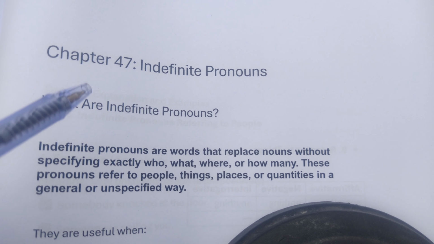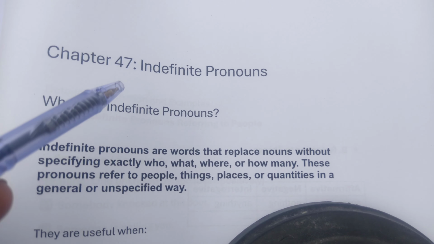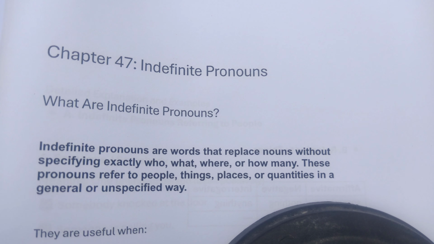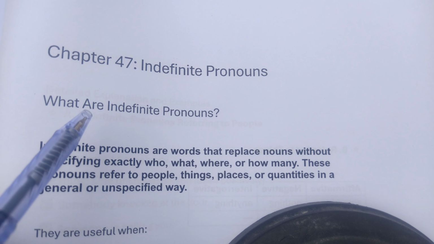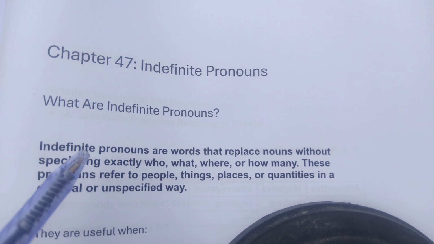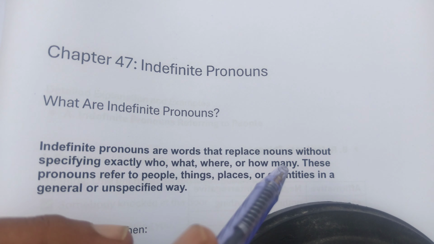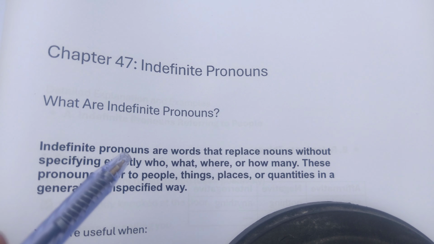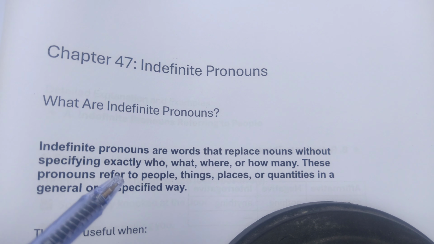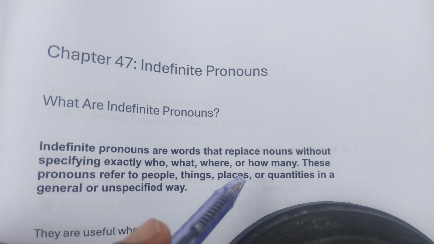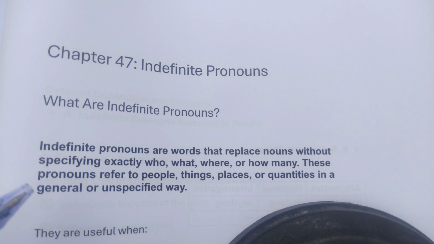In this English grammar session, we are going to learn chapter 47 about indefinite pronouns. Today our topic is indefinite pronouns. In English grammar, what are indefinite pronouns? Indefinite pronouns are words that replace nouns without specifying exactly who, what, where, or how many. These pronouns refer to people, things, places, or quantities in a general or unspecified way.